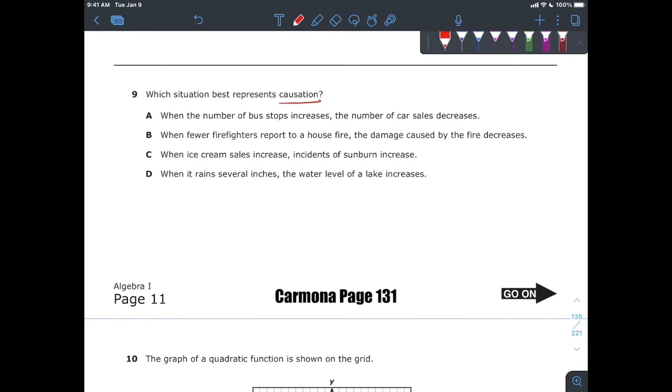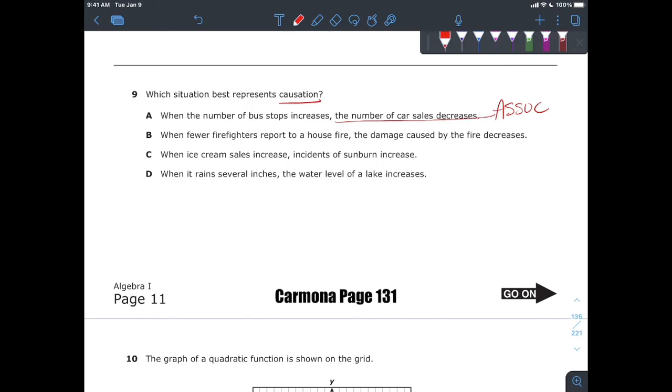When the number of bus stops increases, the number of car sales decreases. Well, there could be other factors. The economy could go down, people could lose their jobs, maybe people already bought all the cars they need. So this is an association.